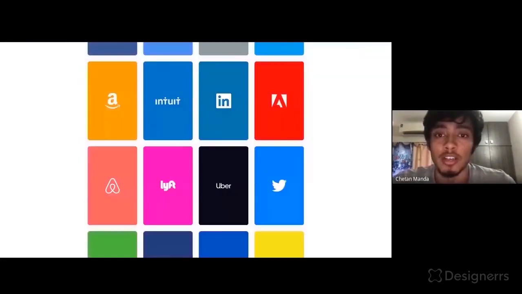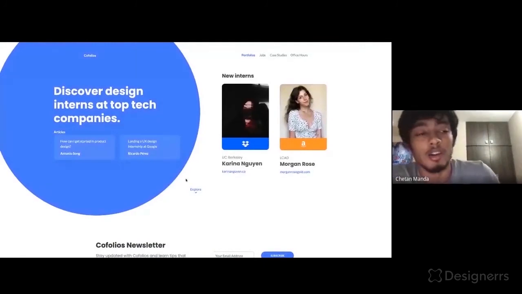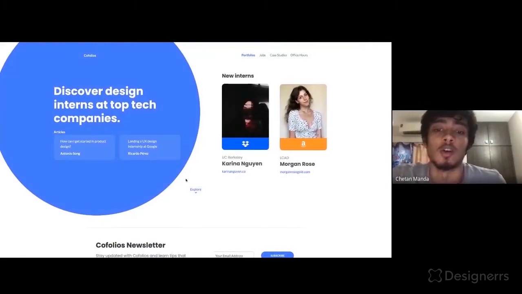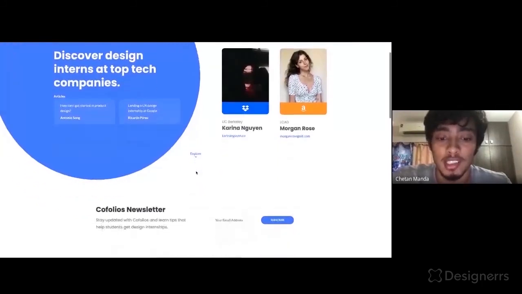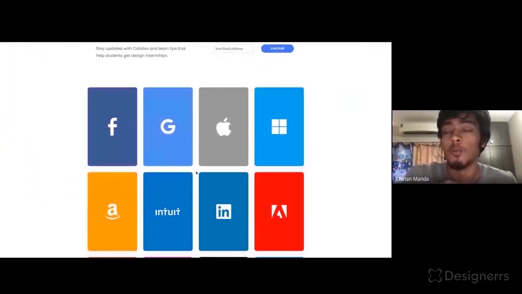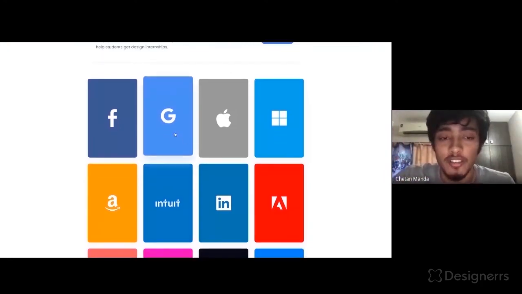Lastly, I just want to give you a tool which you can use. A lot of you want to get into MNCs like Google, Microsoft, Amazon or whatever. Cofolio is a great tool. If you haven't come across it, you can Google this. What it does is it compiles portfolios based on what portfolios made it through to getting recruited in that particular company. So for example, if I want to get into Google, right?